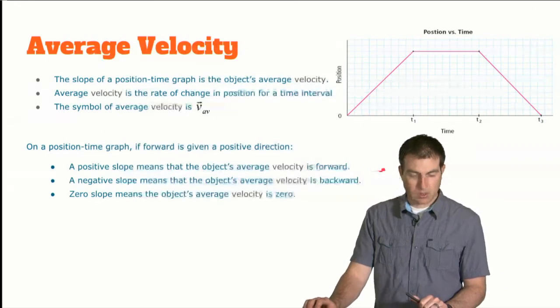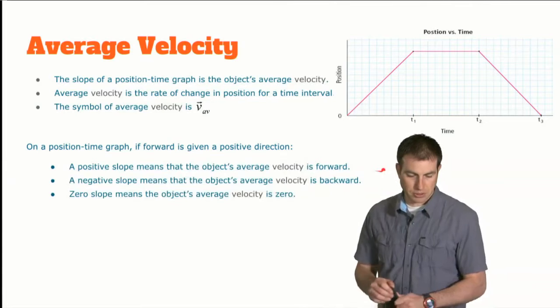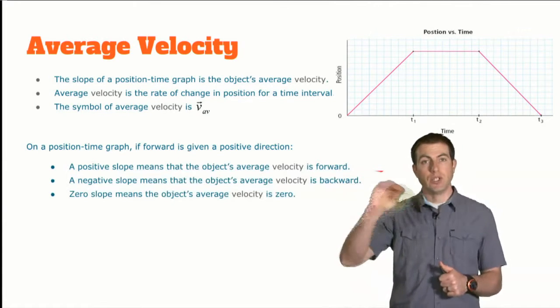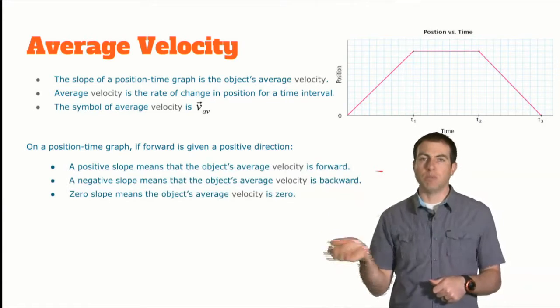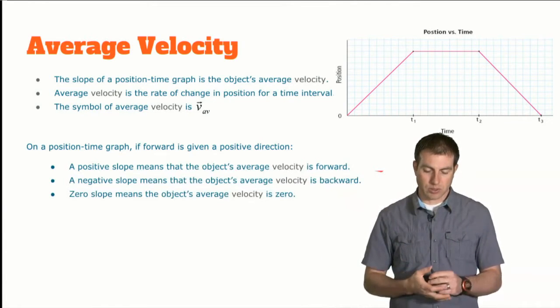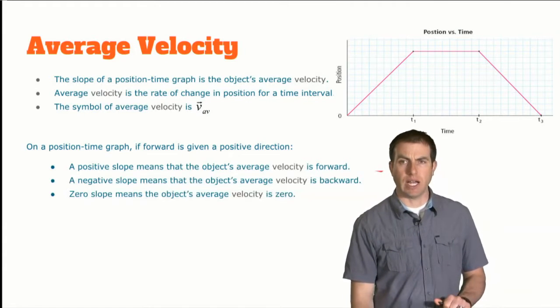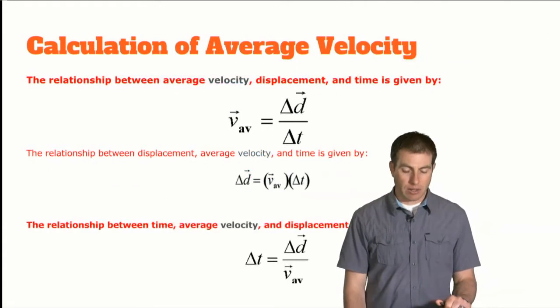We're going to actually calculate the slope here, and I promise, eventually. So a positive slope, it's moving away. 0 slope, not moving. Negative slope, moving back to where it started. And we'll talk about how to find average velocity from a graph.